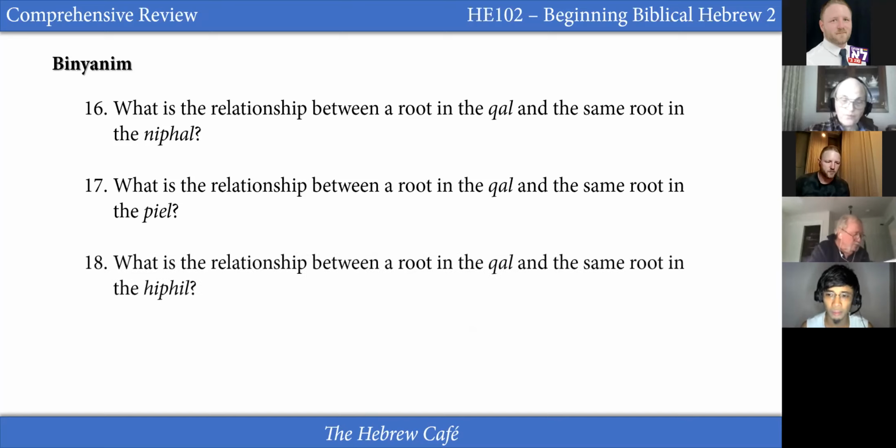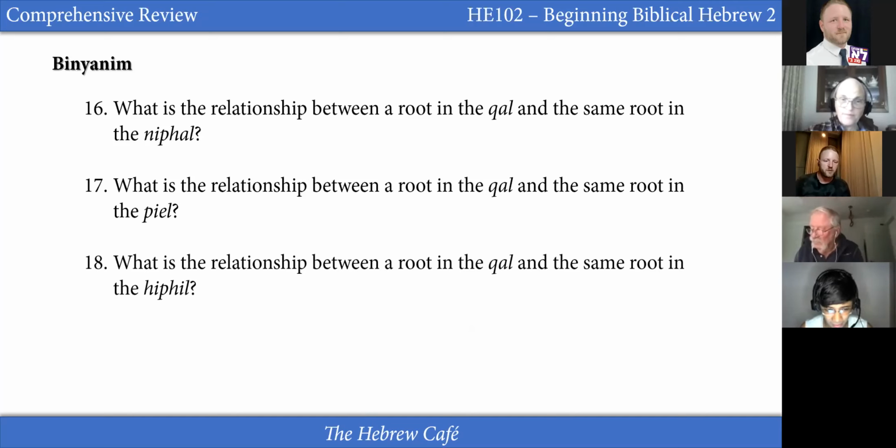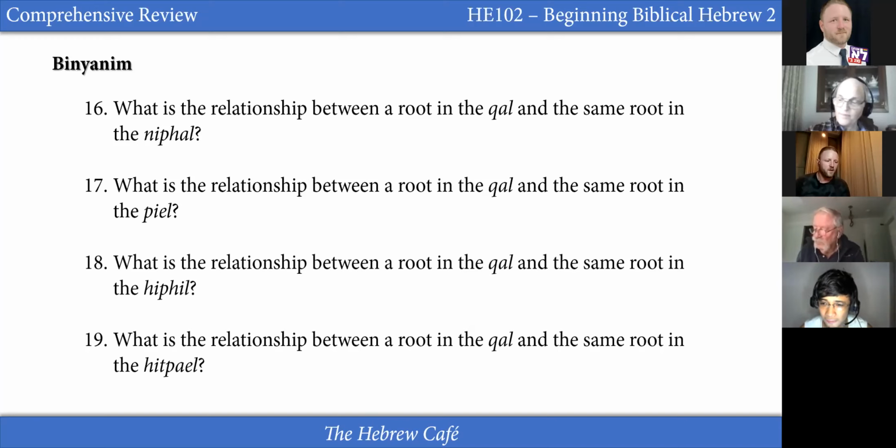Next, what's the relationship between a root in the Qal and the same root in the Hifil? We already said that it really is generally causative. I got into an argument with somebody recently on the Hebrew forum who tried to convince me that all Hifil roots are causative, all of them. And that makes no sense whatsoever. What is the relationship between a root in the Qal and the same root in the Hitpael?